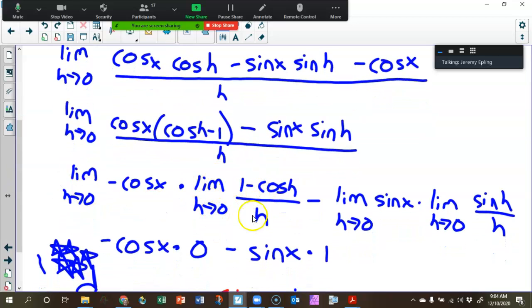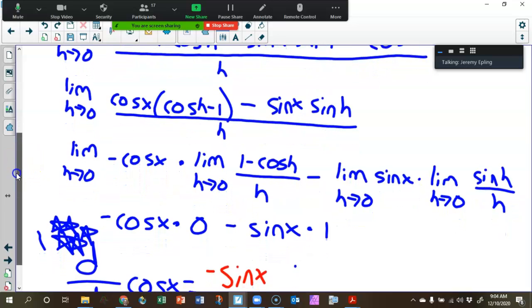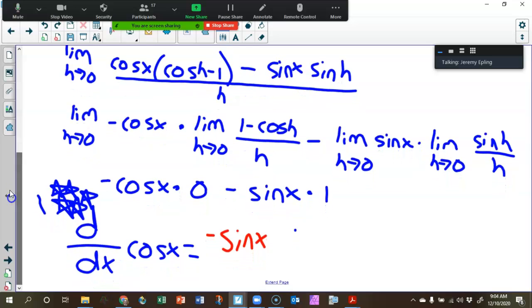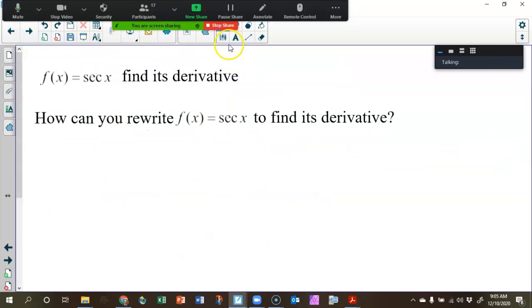We just did the derivative of cosine of h, or 1 minus cosine h over h. So not going back through that work. We have negative cosine of x times 0 minus sine of x, or the derivative of cosine of x is negative sine of x. We need to know that derivative. Now, that's 2 of our trig functions. That's sine and cosine. So let's go to a third one.